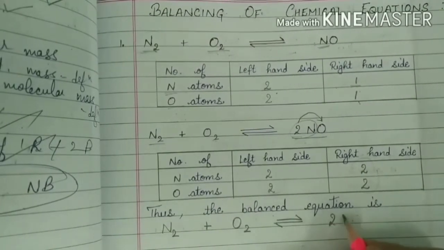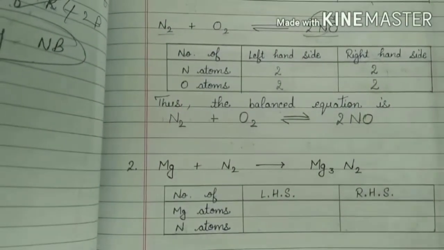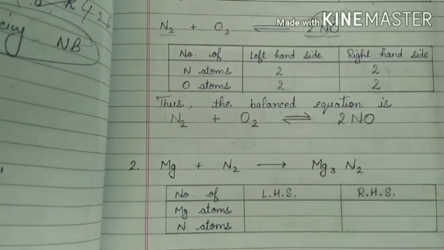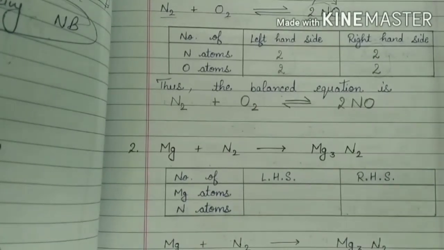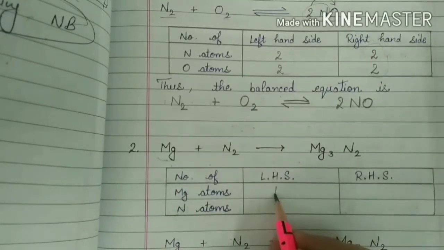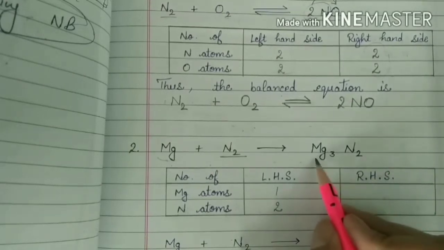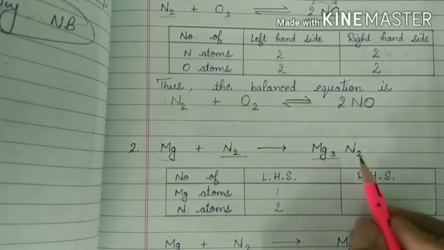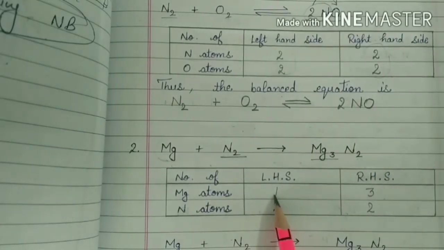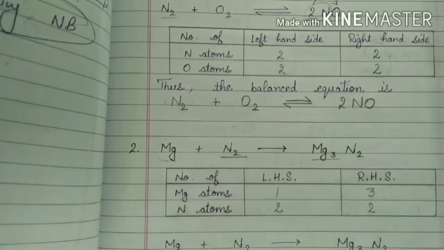gives 2NO. Then come to the second equation, that is Mg, magnesium, plus nitrogen gives Mg3N2, that is magnesium nitride. So let's count the number of atoms on each side. Magnesium atoms 1 on the left hand side, nitrogen atoms 2. On the right hand side 3 magnesium atoms and the number of nitrogen atoms 2. Here the magnesium atom is 1 on the left hand side and on the right hand side it is 3. It means this equation is not balanced.